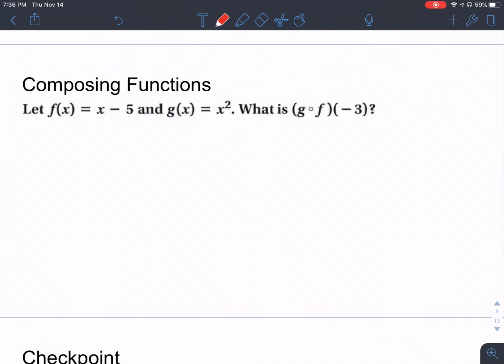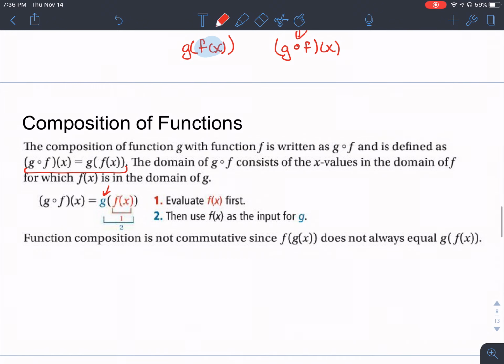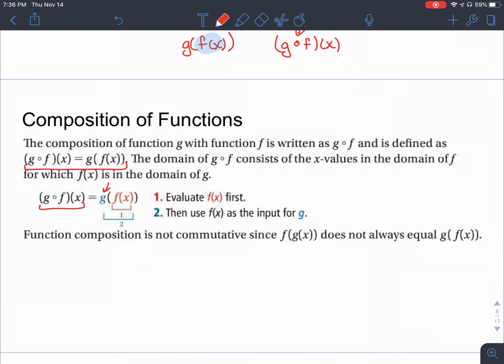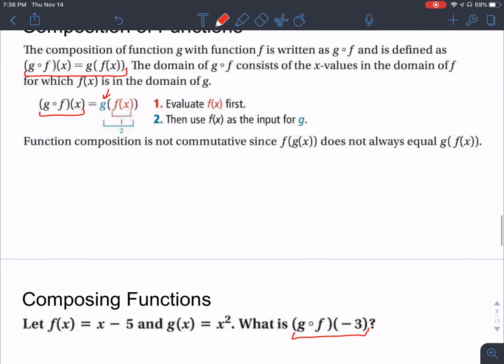So let's compose some functions. If I know that f of x is x minus 5 and g of x is equal to x squared, I want to figure out what g of f of negative 3 is. Well, according to what we just learned, if I've got a g of f of x like this, I first find f of x, then I find g of x. So that's the order. Whatever's closest to the x is the thing I find first.